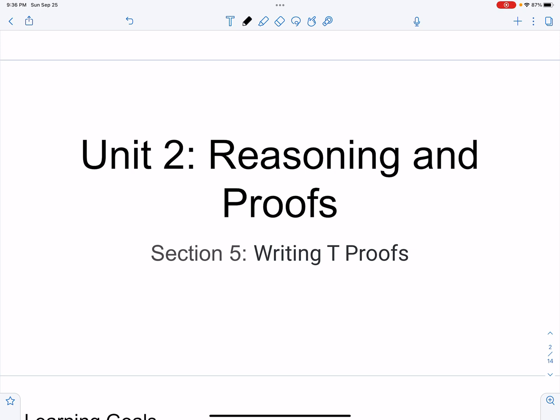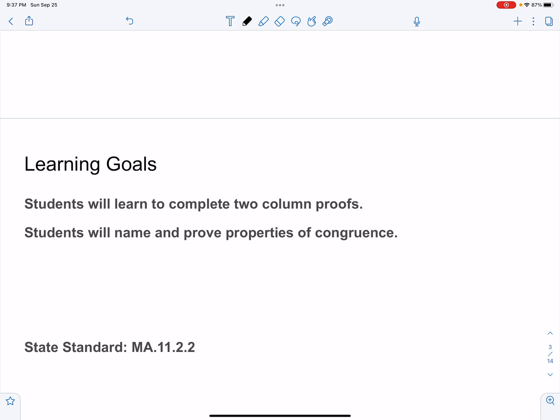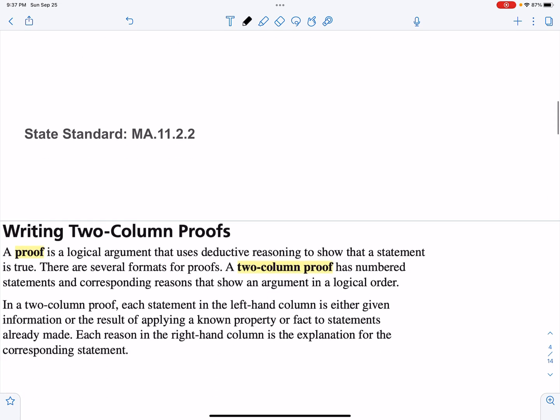So we're going to focus in on what they look like this section, and maybe jot down a few things that pop up all the time so that we have them on a short list for notes. The learning goals are to complete two-column proofs, and some properties of congruence will pop up. They should actually already be in our notes, so we should be good with that.